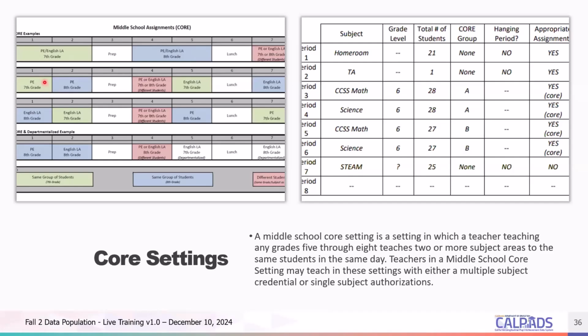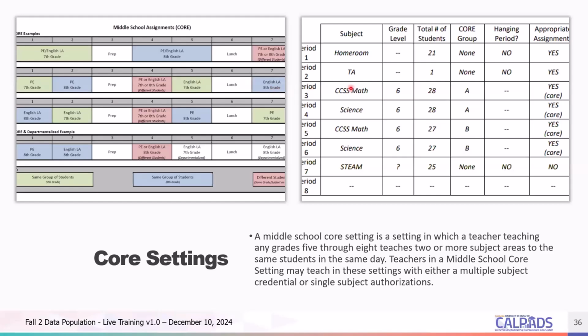And on the second row there, we see that first period is PE, taught to a group of 7th grade students, and fifth period is English Language Arts, taught to that same group of 7th grade students. So period 1 and 5 on this schedule are cored. Additionally, period 2 is PE, taught to a group of 8th grade students, and period 7 is English Language Arts, taught to that same group of 8th grade students. And so period 2 and 7 are cored.